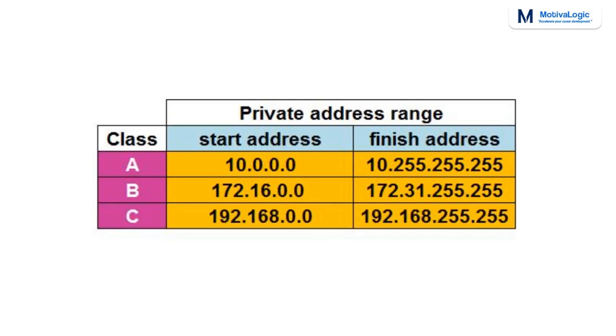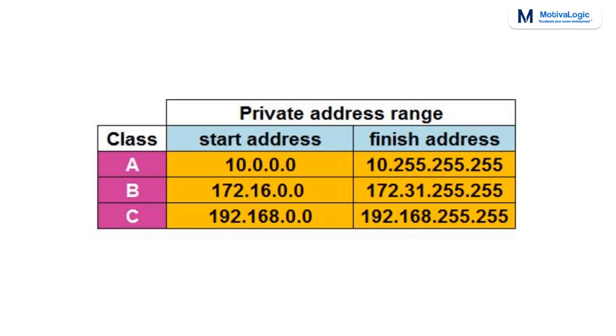3. A Class C private IP address falls within the range of 192.168.0.0 to 192.168.255.255. It is ideal for smaller networks with fewer devices. It is commonly used for home networks, small businesses, and branch offices.